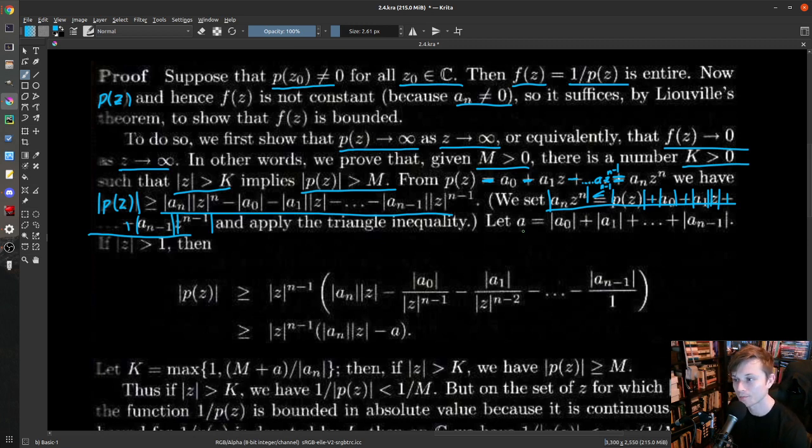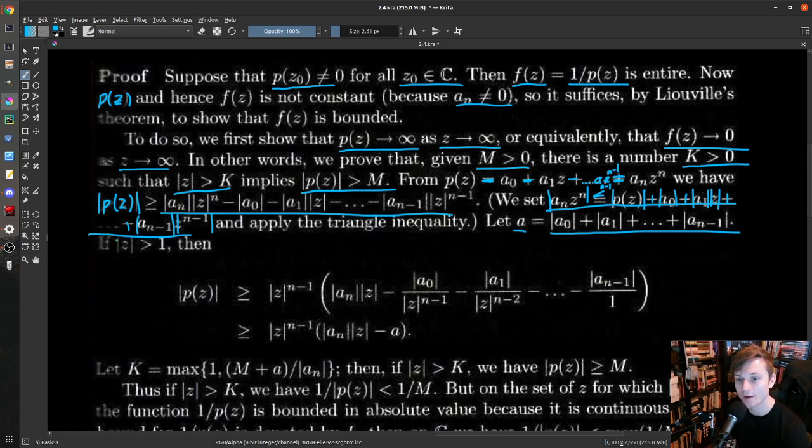Okay, cool. Now we'll let A be equal to, and this is just going to be a real number, the sum of the moduli of the coefficients from 0 up to n minus 1. So the sum of the moduli of all the coefficients except for that last one, which remember we've assumed is not equal to 0.